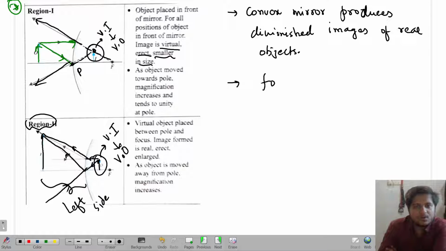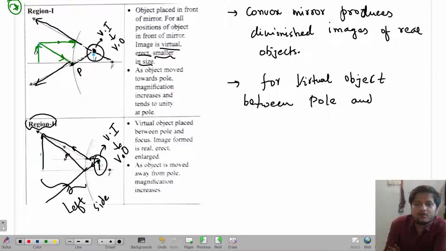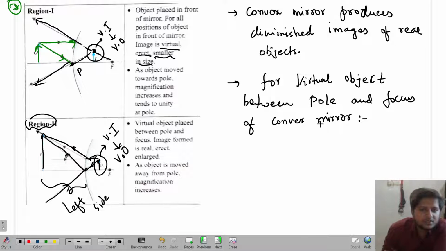So for a virtual object between pole and focus of a convex mirror. Okay, again try to understand, this is very much important: if a virtual object is considered between pole and focus of a convex mirror, I'll get an image. There will be an image formed, real, erect, and enlarged.